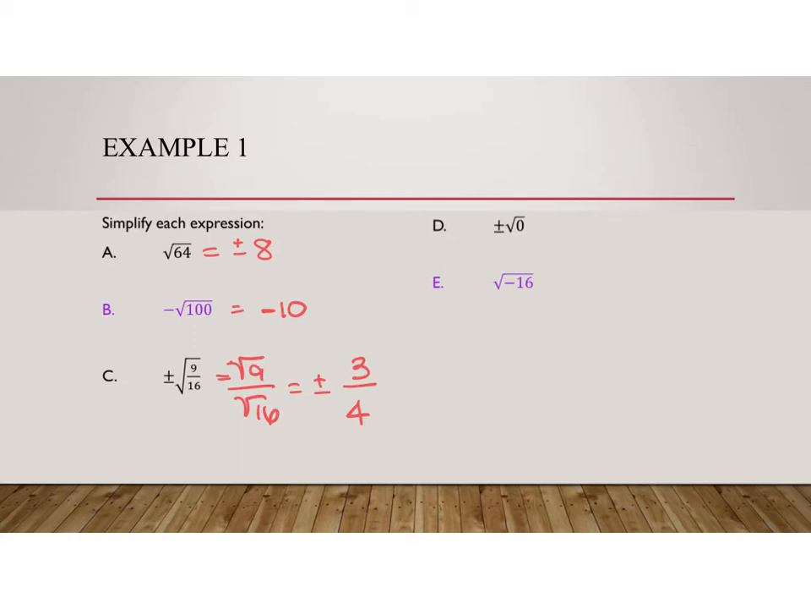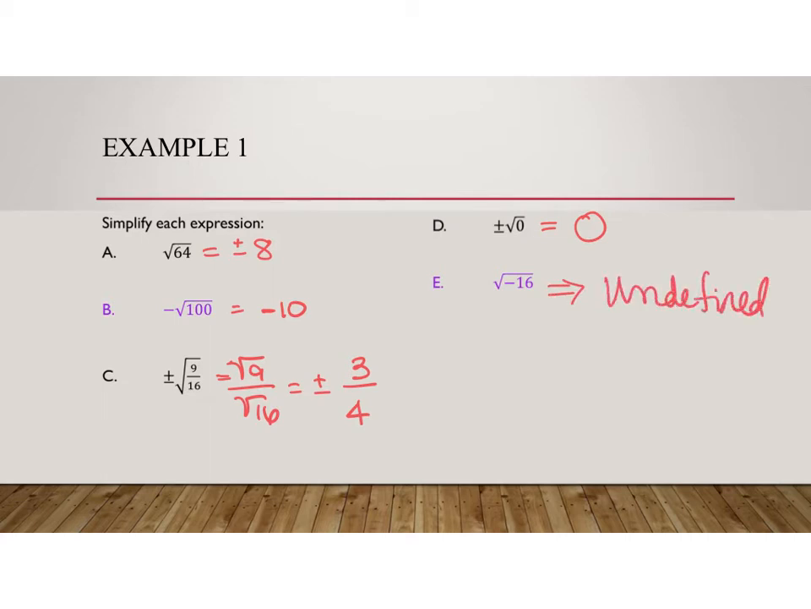Now for part D, it says plus or minus the square root of 0. Well, there's only one answer for the square root of 0, and that is 0, because 0 can't be positive or negative. And then finally, we have the square root of a negative number. If you stop and think about this for a second, there's no number that you can multiply by itself with the same sign that will give you a negative number. So negative 4 times negative 4 is going to give me a positive 16, and a positive 4 times a positive 4 is also going to give me a positive 16. So in this case, I'm going to say that this is undefined.